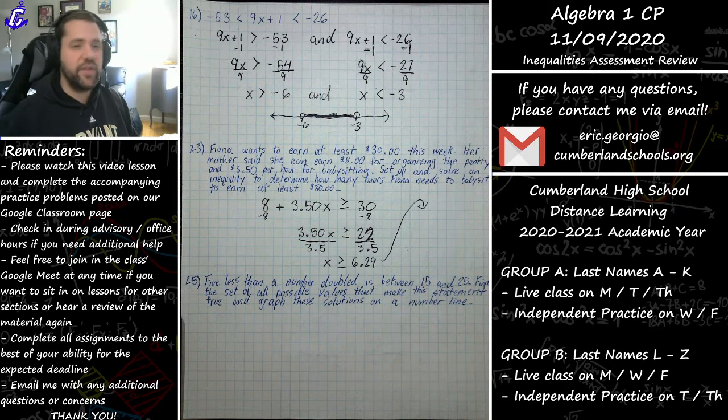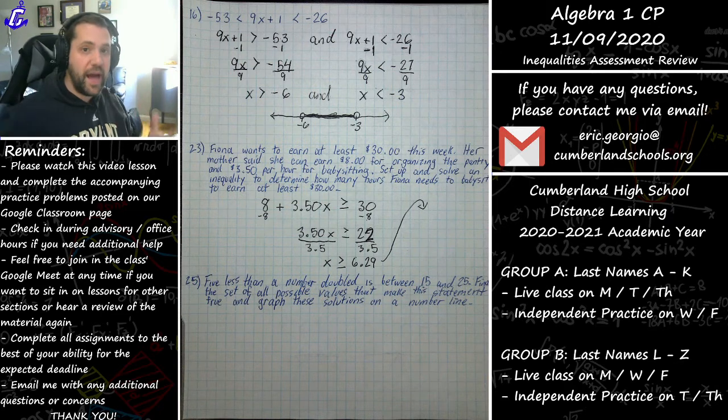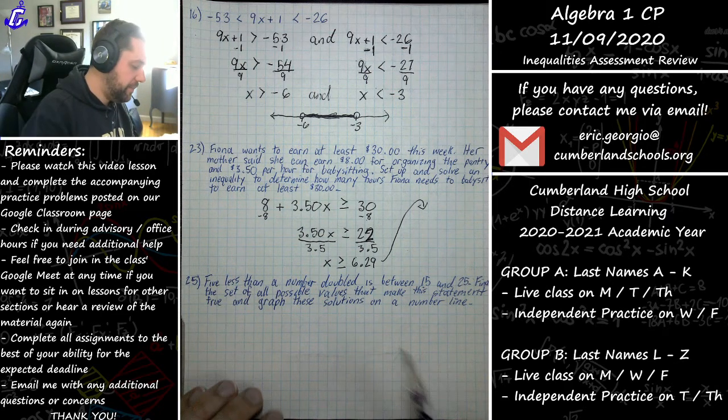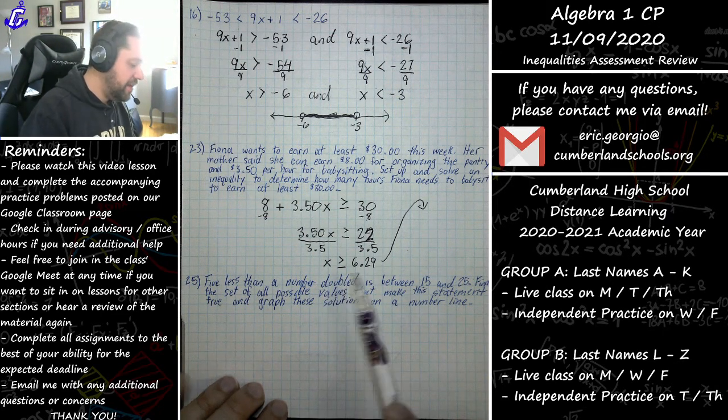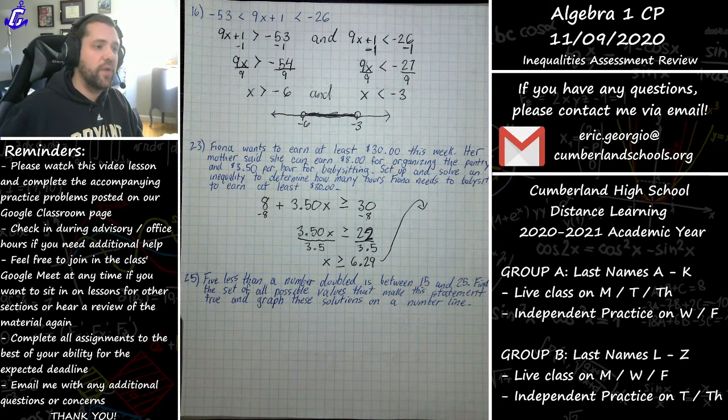Just because we got a decimal again doesn't mean that the universe is crumbling around us. Now we just have to apply that knowledge to the problem and say, well, if x is greater than or equal to 6.29, means she has to work 6.29 hours. Well, this is talking in terms of full total hours. So how many hours would she have to babysit? Well, if x has to be greater than or equal to 6.29, then it really has to be 7 hours.